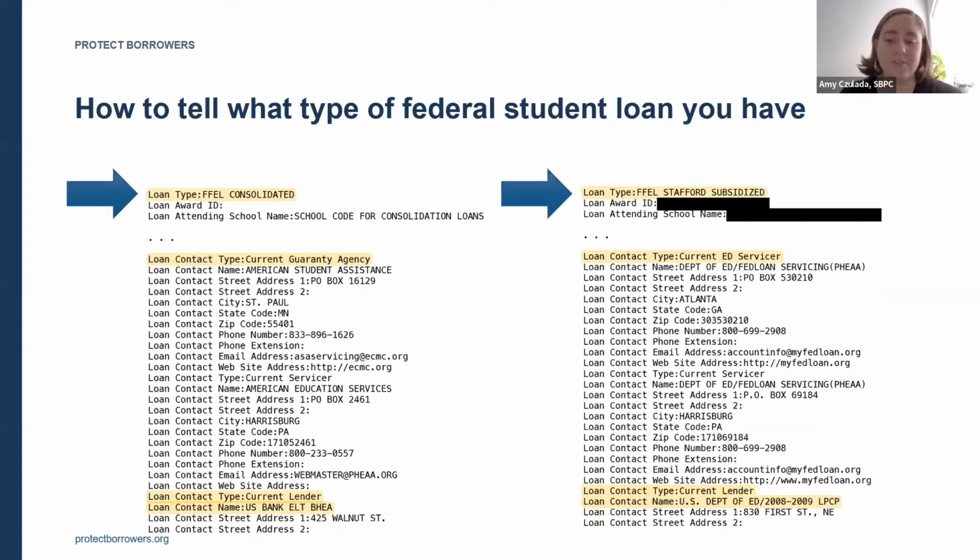Now, on this report, you'll also see loans that have been paid off already or have been already consolidated. You only need to confirm the ones with a balance, because those are the ones that you're trying to consolidate to get forgiven.